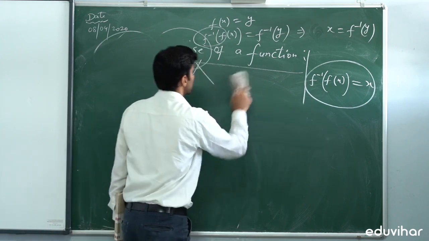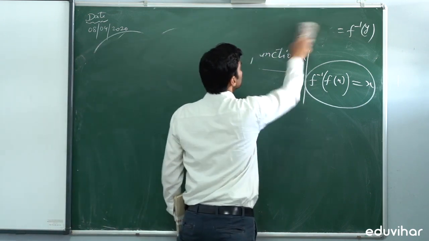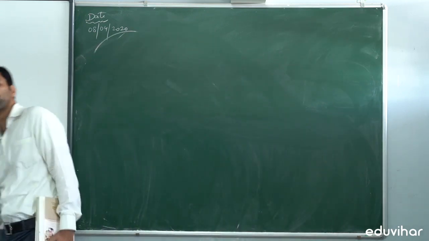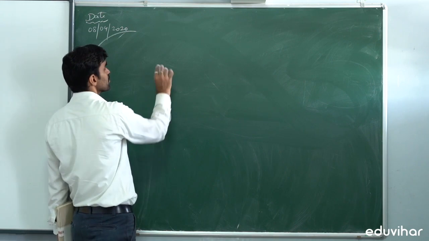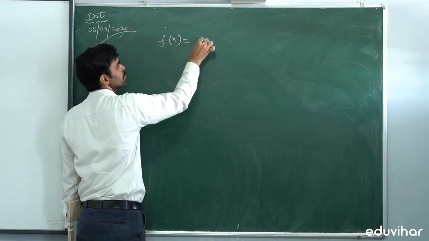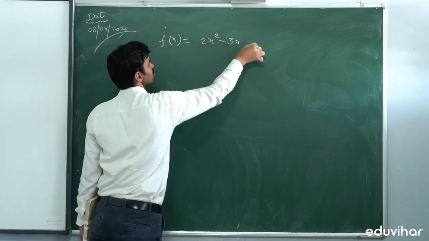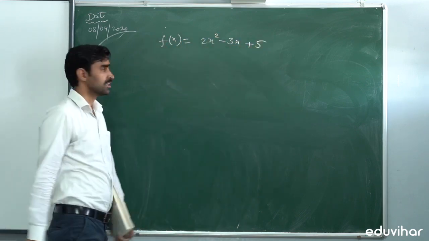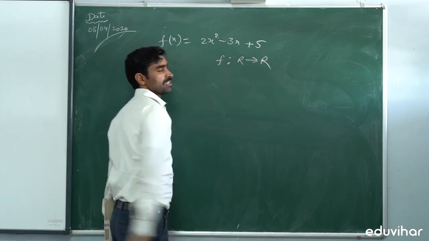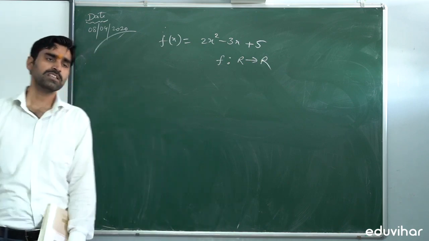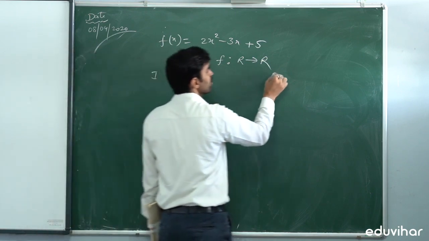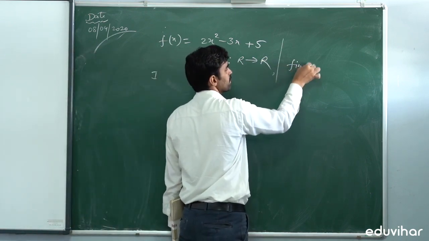Now I will give an example where we will find the inverse of the given function. How to find the inverse? Consider f(x) = 2x² - 3x + 5, a function from the set of real numbers to the set of real numbers. We have to find f inverse.